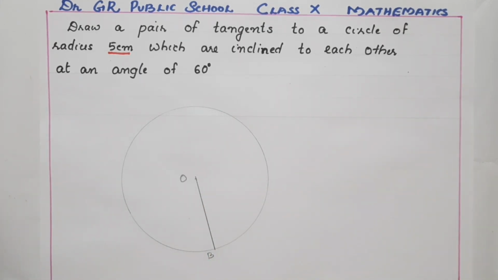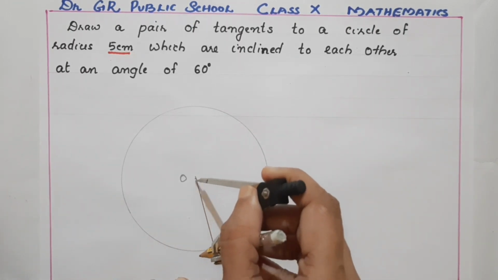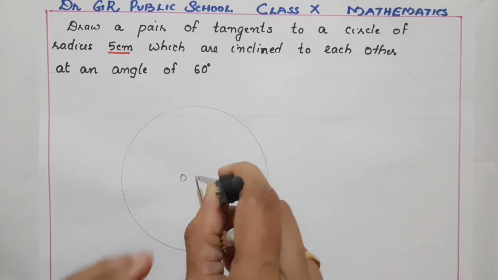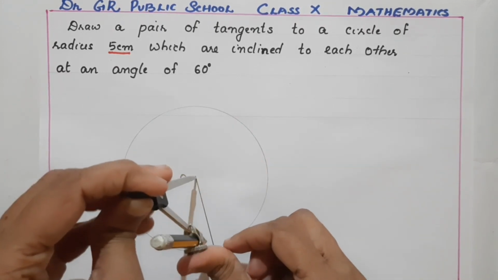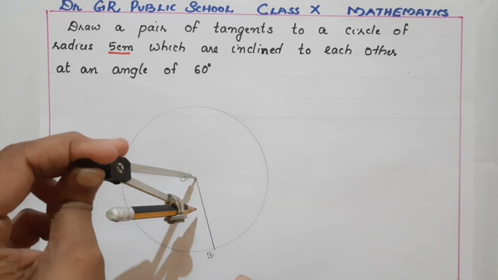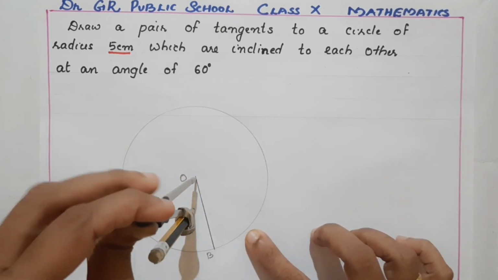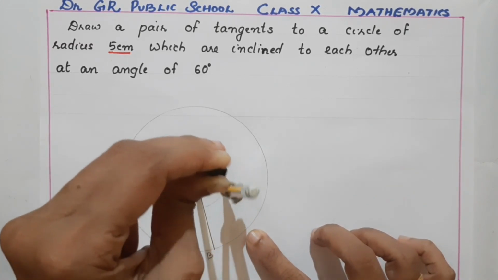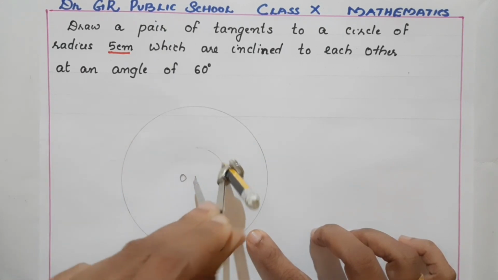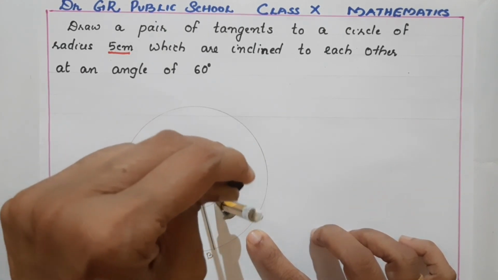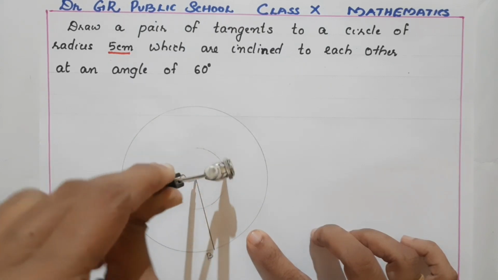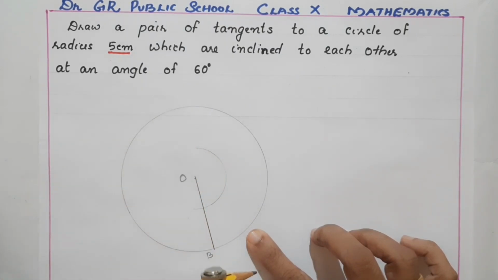We can use a protractor, but in your syllabus it is asked to use only a compass. So I am using a compass. For that, fix the compass at O. Then take any radius in the compass and draw an arc like this. Okay, children, so like this we have to draw one arc.